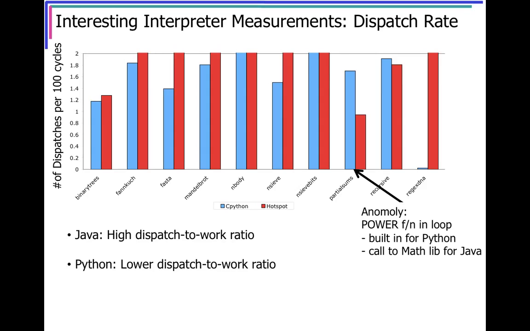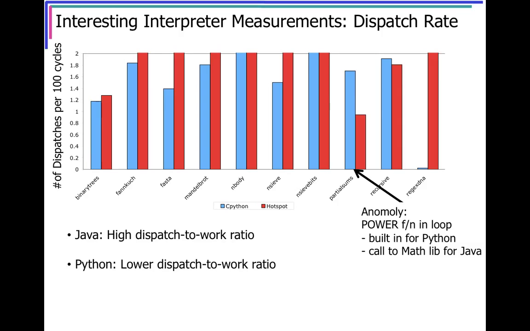Again, Java has a high dispatch to work ratio, and Python has a lower dispatch to work ratio. So therefore, if I'm optimizing dispatches, I'm going to do better by doing so for Java than I am for Python, since so much additional outside work has to be done for each dispatch. And we're not going to notice if we reduce the dispatch overhead as much.